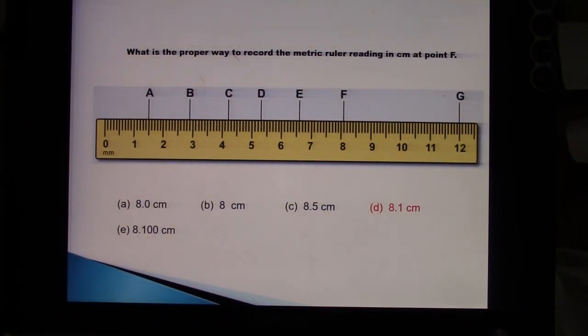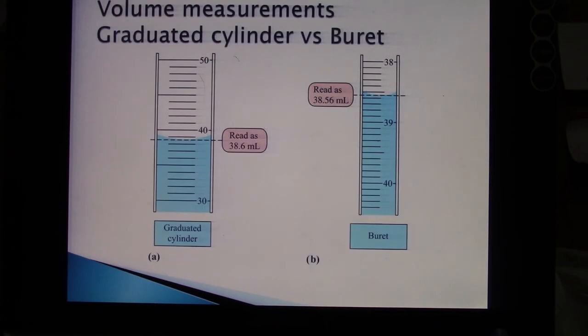Okay, let's move on to volume measurements. In chemistry and science in general, there's different tools we can use to measure volume. Most of the time you'll be using a graduated cylinder. Depending on the size of the cylinder, you look at the size of the increments and then determine how large they are. The smaller cylinders you might be able to read more accurately, the larger ones may go to the nearest whole number.